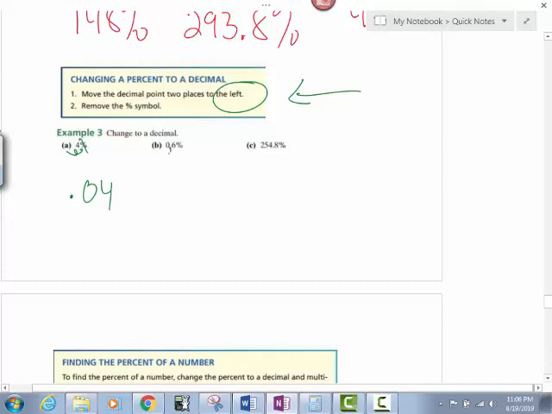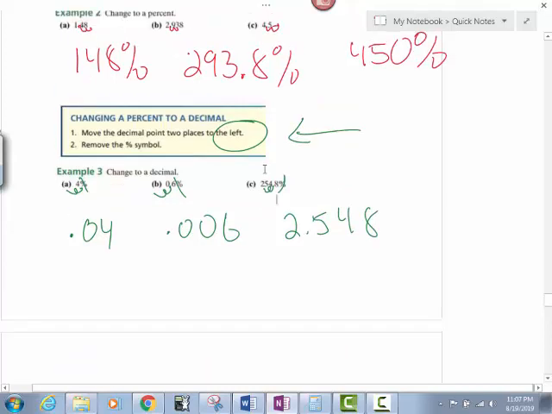The same thing here. 1, 2. So 0.006, taking away the percent symbol. Same thing here. 1, 2. 2.548, taking away the percent symbol. Okay. All right.